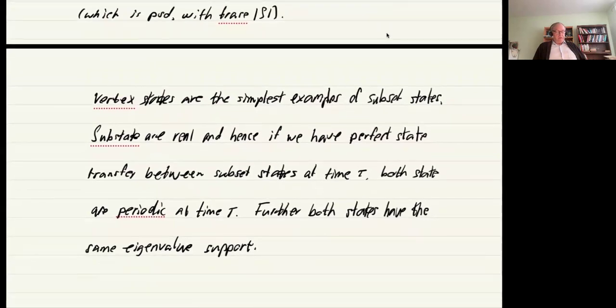Now I've got a new word there, substates, which means subset states are real, and hence we have perfect transfer between subset states at time tau. Both states are periodic at time 2 tau, and both states have the same eigenvalue support. Well, that's true of any transfer. So they're real, and if we get transfer from state 1 to state 2 at time tau, we have transfer from state 2 to state 1 at time tau, and at time 2 tau, they're each periodic. Just like vertex states.